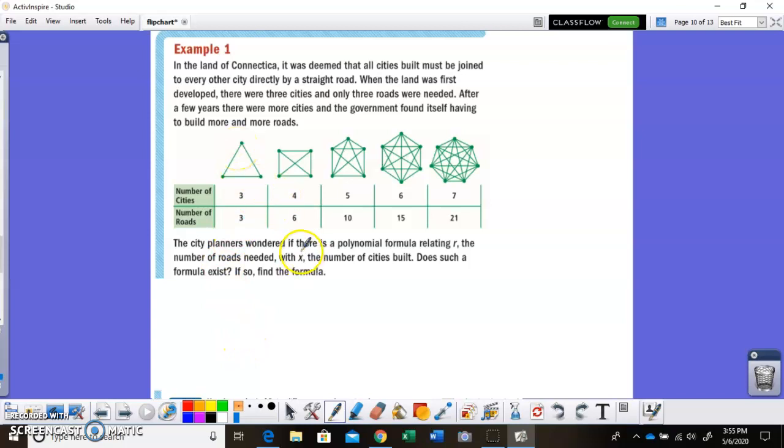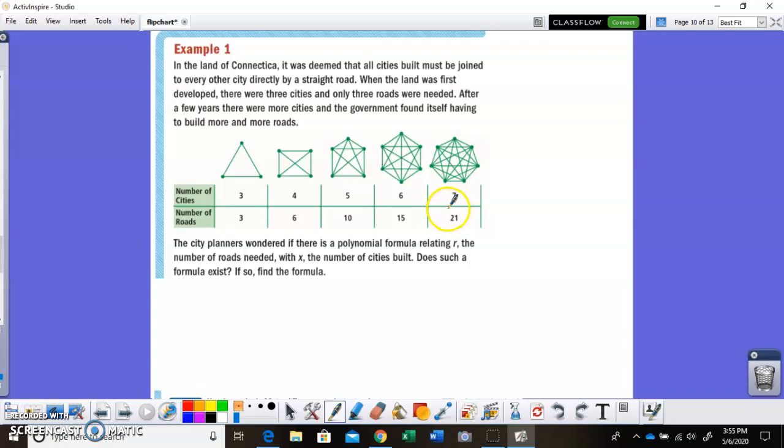and in this special land that they've created of Connecticut, it was deemed that all cities must be built to join every other city directly by a straight road. Okay, so you can imagine in this first one we have city A, city B, city C, so we have 3 roads. Once we add the 4th city though, we have 4 cities total here, then we have 1, 2, 3, 4, 5, 6 roads going on. So we have this nice set of data going on.